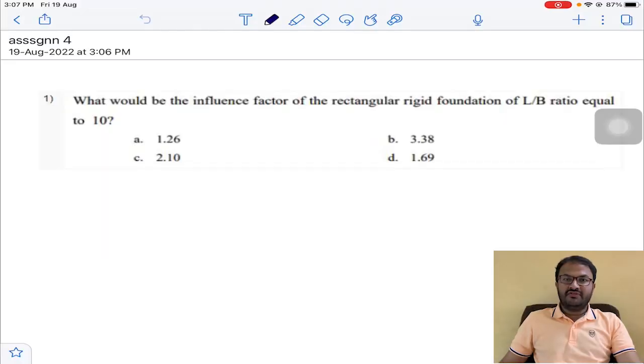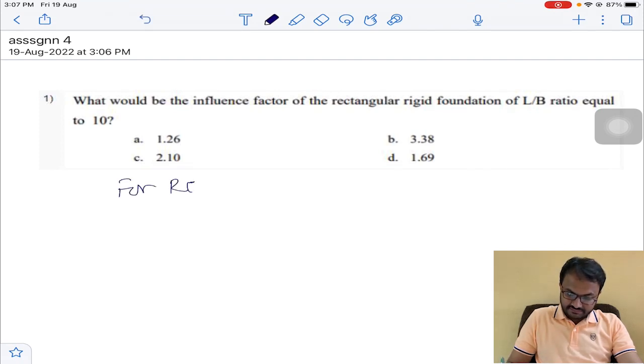Today I am going to solve the fourth assignment of Foundation Engineering. Okay, first question. What would be the influence factor of a rectangular rigid foundation of L by B ratio equal to 10? So that is, influence factor will be useful in calculation of immediate settlement. Okay, so now for rigid footing, having L by B equal to 10.